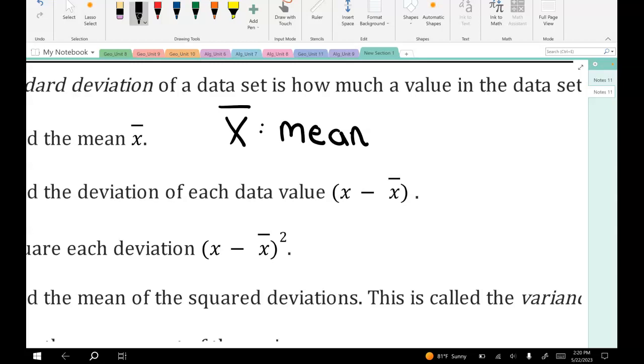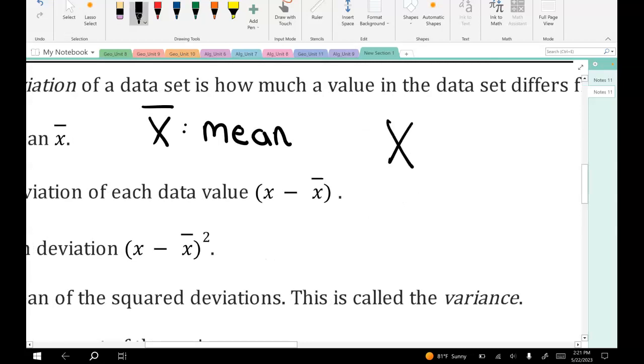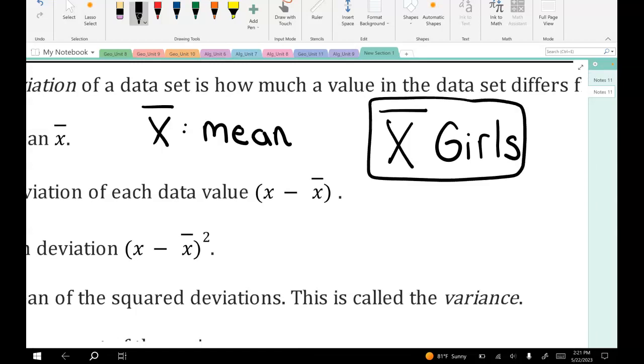So here's your math joke for the day. If you really like to watch movies and you really like math, you may watch Mean Girls. Get it? Mean Girls? That's right.